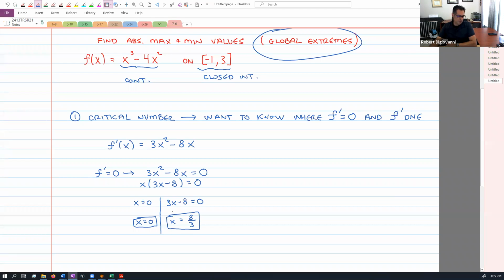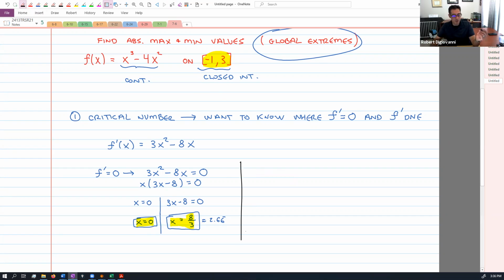And I get two solutions: x equals 0, and the other solution is x equals 8/3, or 2.666, something like that. It might be worth knowing that this is about 2.66 repeated. The reason I'm interested in these numbers is that I need to make sure these critical numbers are in our domain. Do both of these numbers appear in here? Yes, so we want to keep them. If one of our answers was x equals 4, I wouldn't even use it. I would throw it away because we're only looking between -1 and 3.